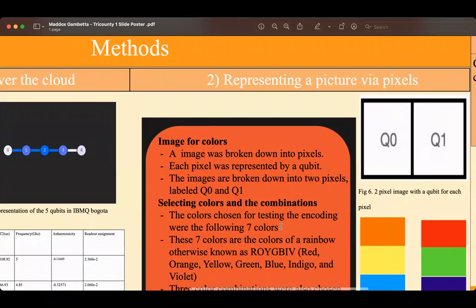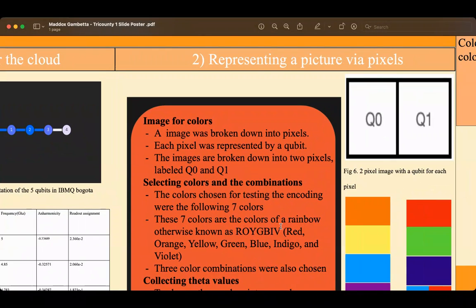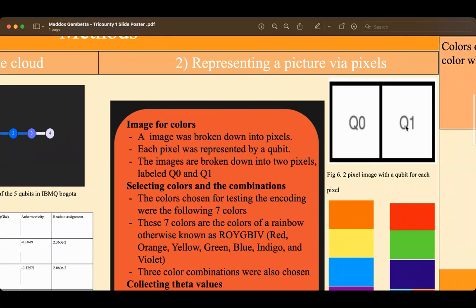The second step of my experiment was representing a picture via pixels. First, I broke an image down into 2 pixels, and each pixel was represented by 1 qubit. The images are broken down into pixels labeled qubit 0 and qubit 1. On the right, you can see this 2-pixel image with a qubit for each pixel.